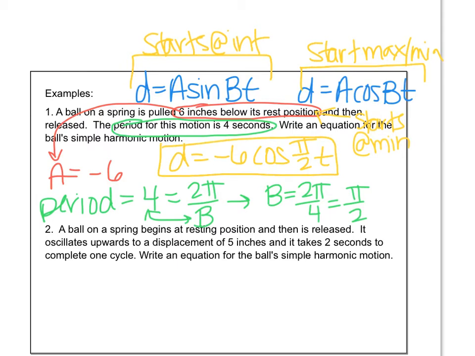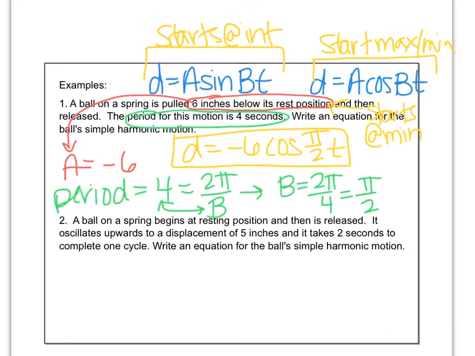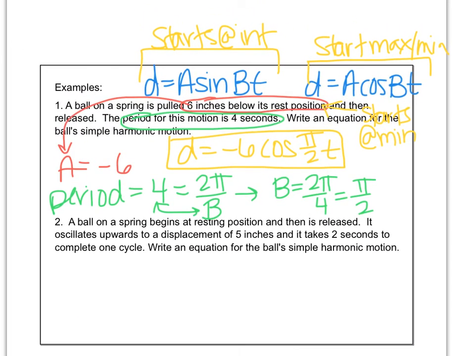Let's try the next one. A ball on a spring begins at resting position, then is released. It oscillates upward to a displacement of 5 inches, and it takes 2 seconds to complete one cycle. Write an equation for the ball's simple harmonic motion.